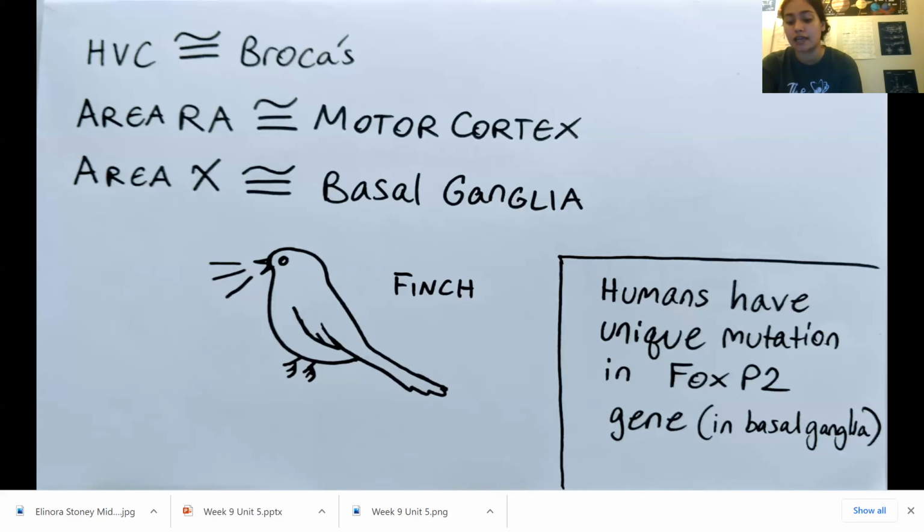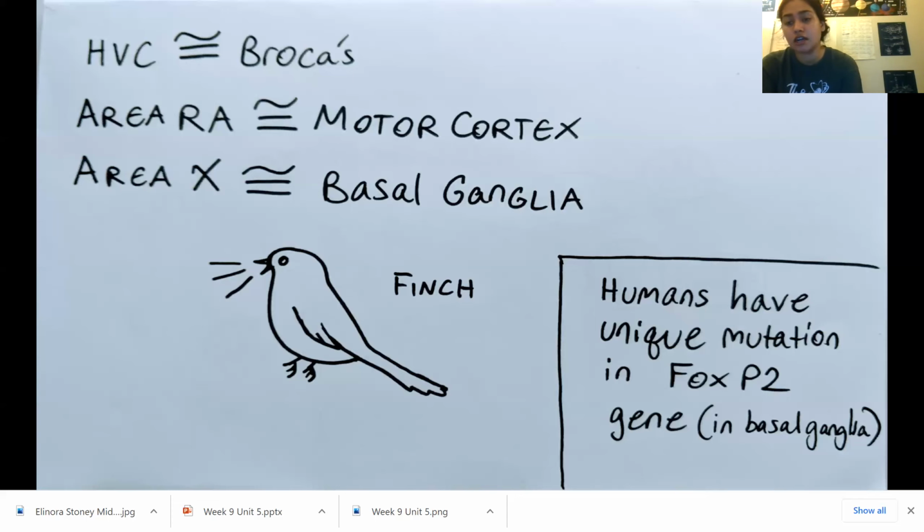While the finch area X is approximately like the basal ganglia in terms of genetics, and the finch area RA is approximately like the primary motor cortex in terms of genetics, the finch HVC differs from Broca's area a lot in terms of genetics. This might be because birds don't have complicated syntax, which Broca's area is critical for.